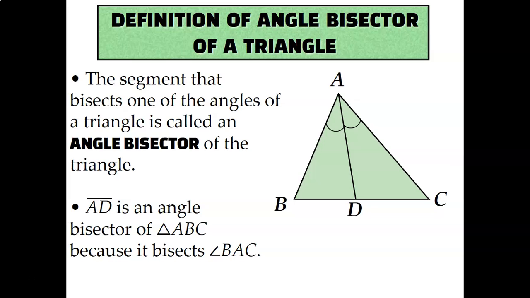We also have angle bisectors, which we've actually already learned all the way back in Unit 1 at the very beginning of the year, but this time we're going to specifically say it's an angle bisector of a triangle. The idea is still the same though, that it's a segment that cuts an angle into two congruent angles. So AD would be an angle bisector of triangle ABC because it bisects angle BAC.